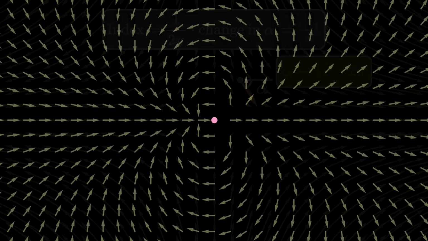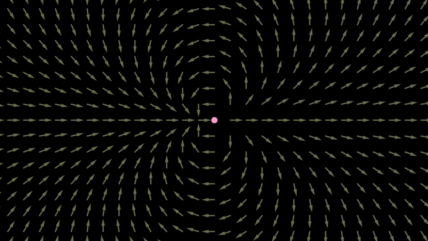What about a dipole? Again, we pick a point, see the vector at that point, and measure the angle made with the positive x direction.